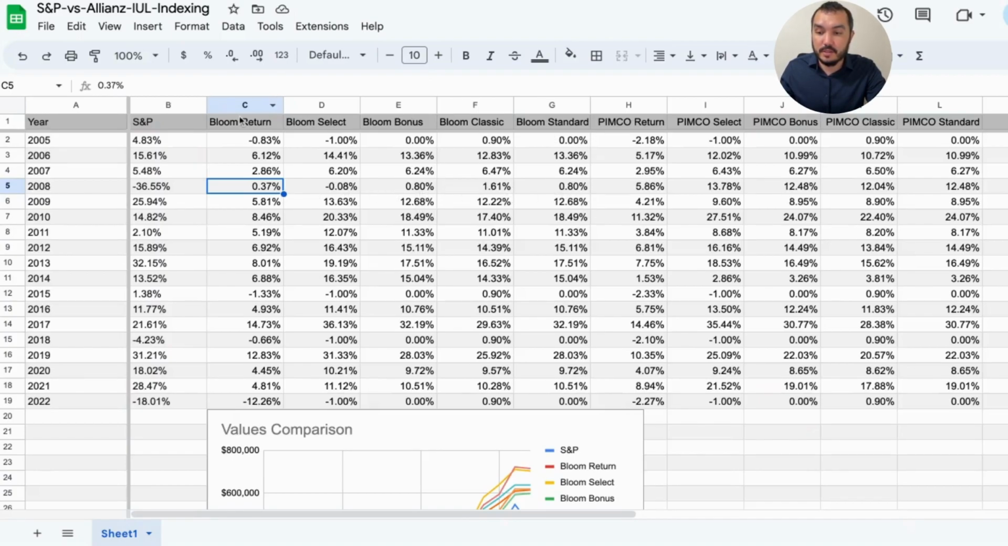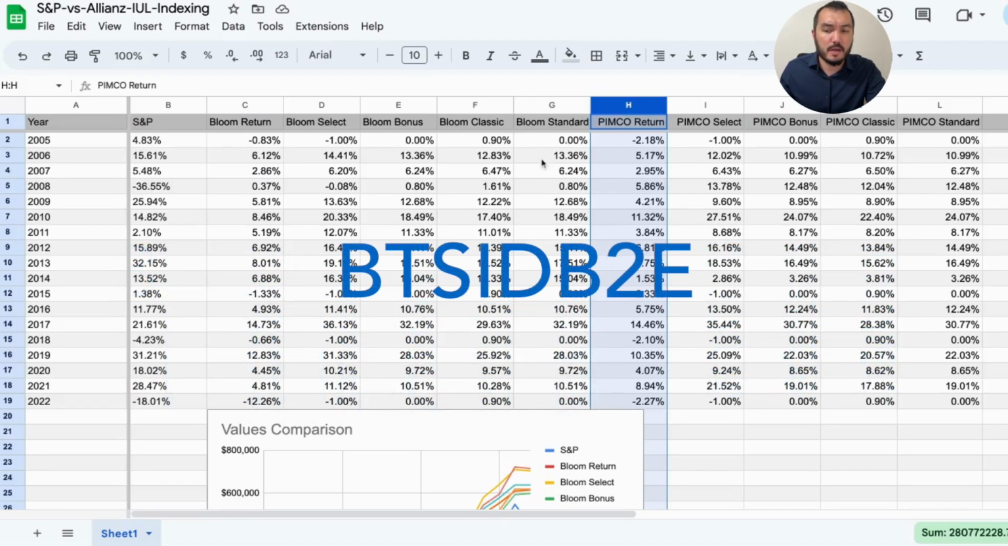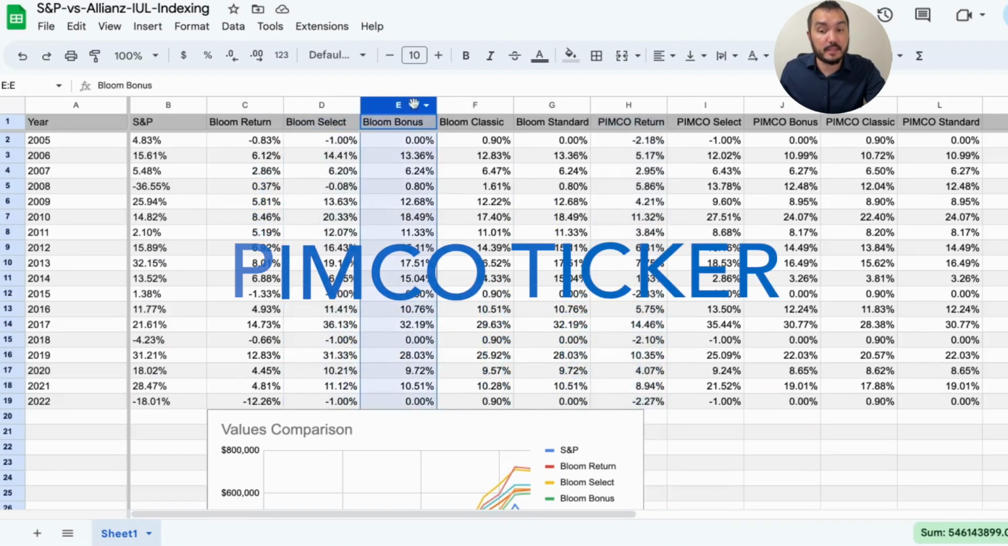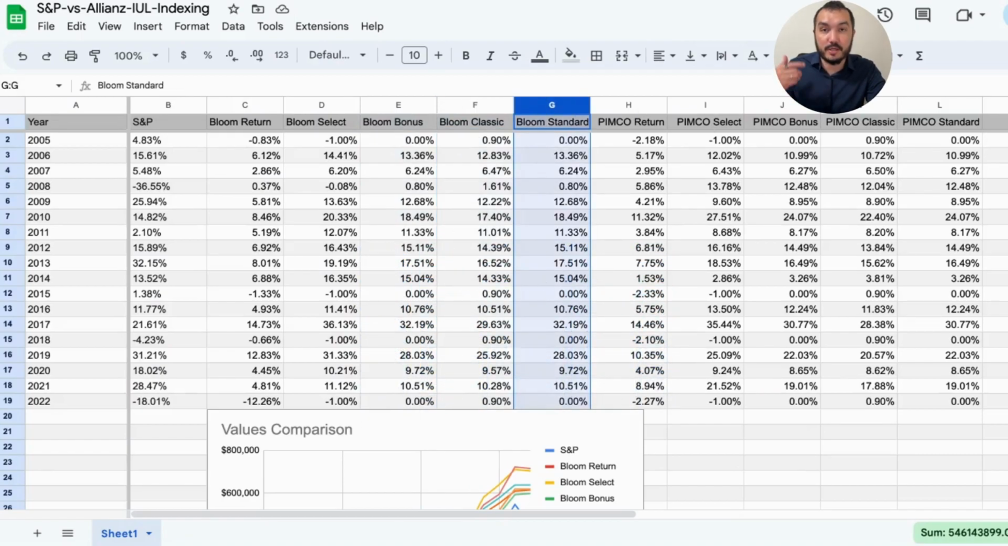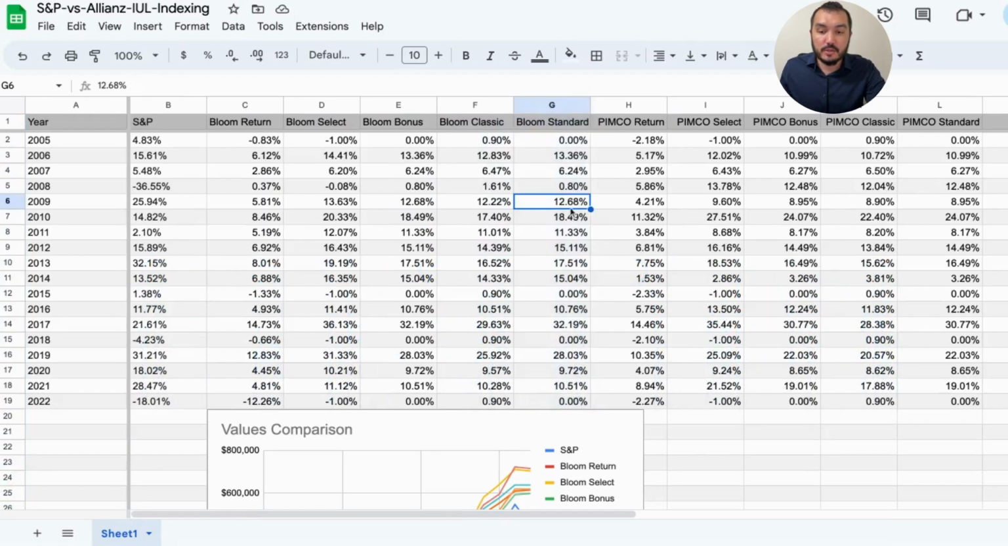And so this column C is the actual Bloomberg return, and column H is the actual PIMCO index return. So these are all just shorthand for what I went through on the previous document. So I'm just going to refer to them as the Bloomberg and the PIMCO. And then these other columns are the select, bonus, classic, and standard. These are the different indexing strategies using that participation rate and that bonus strategy, or the bonus multipliers or addition in the case of classic, and then standard is just participation rate. So these are what the hypothetical returns would be considering the current day participation rates.